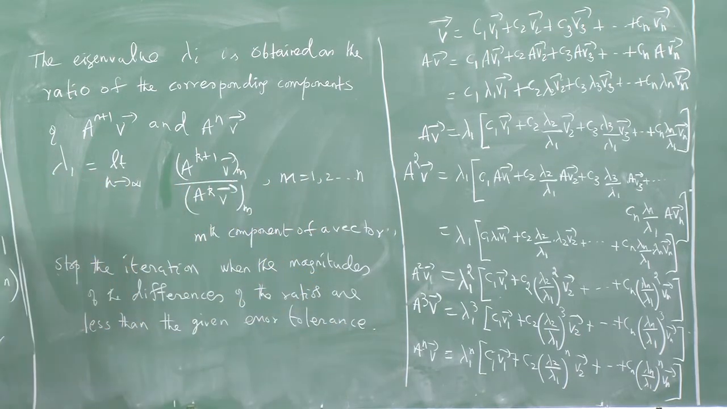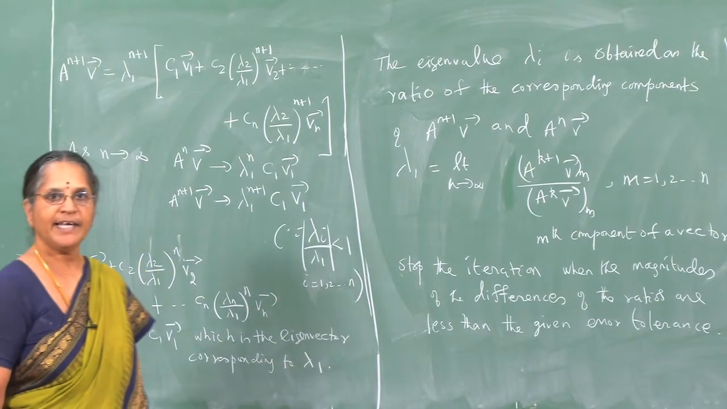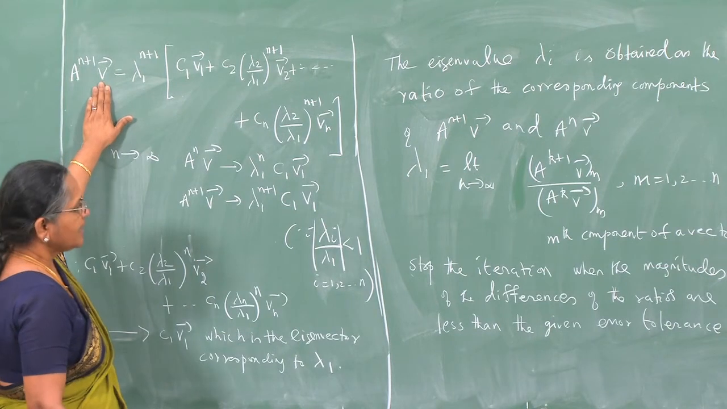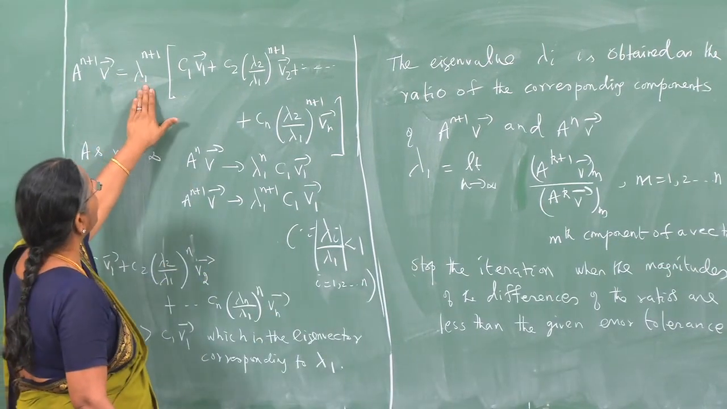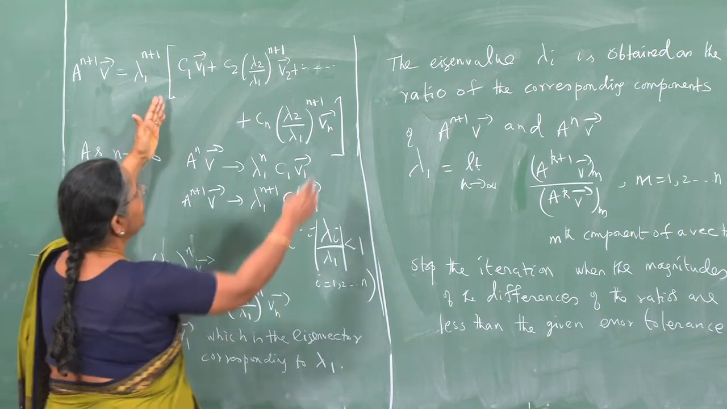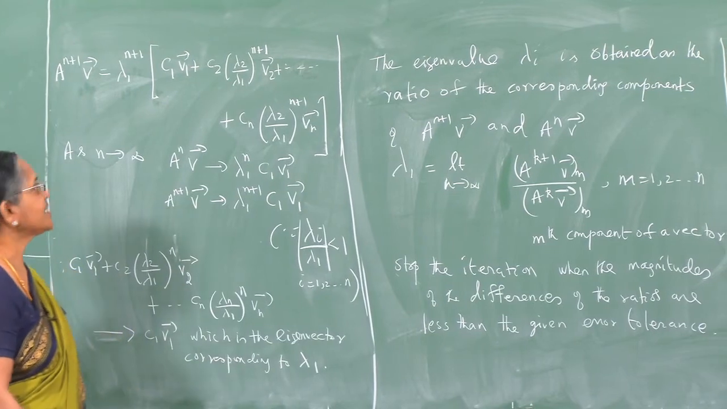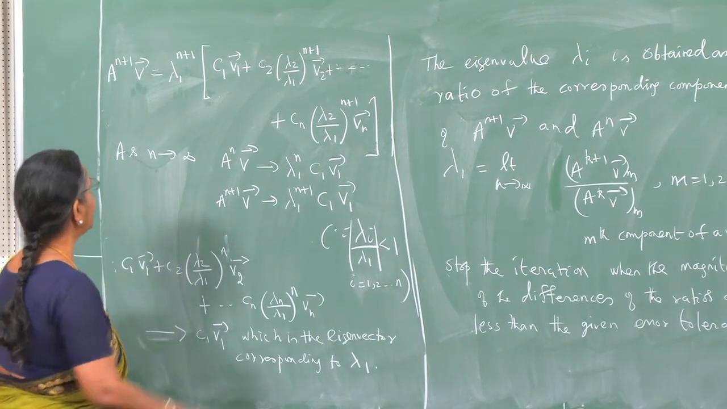Let us apply it once again. What do we do? We pre-multiply this by A. So, we get A power n plus 1 into V and we pull out a factor lambda 1. So, that will be lambda 1 power n plus 1 into the sum of these vectors within the bracket. Now, let us take the limit as n tending to infinity.